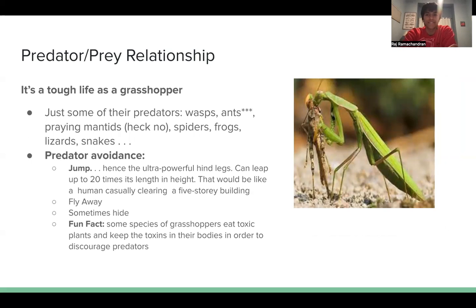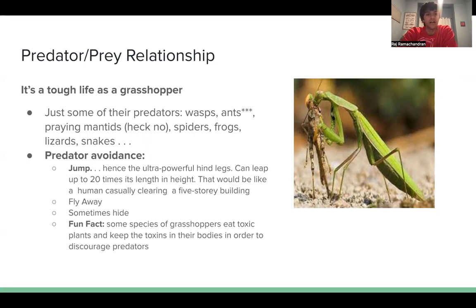Okay, predator-prey relationship. It's a tough life as a grasshopper, you know. Just some of the predators listed here: wasps, ants. I put a little star by ants because I thought maybe A Bug's Life wasn't such an accurate representation if ants actually eat grasshoppers, but what do I know? Ants, praying mantids, spiders, frogs, lizards, snakes.